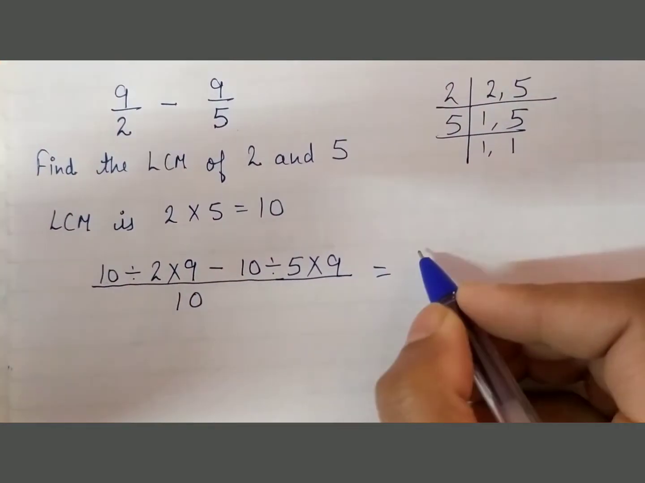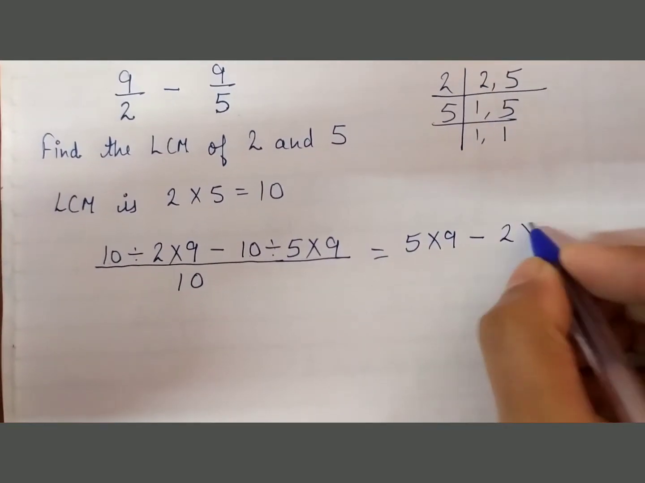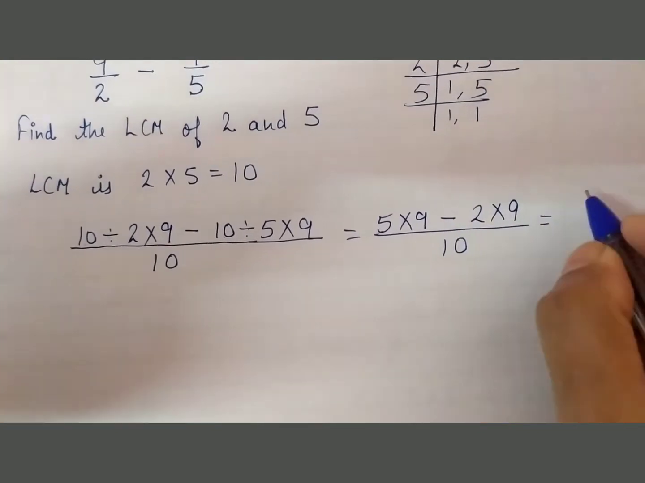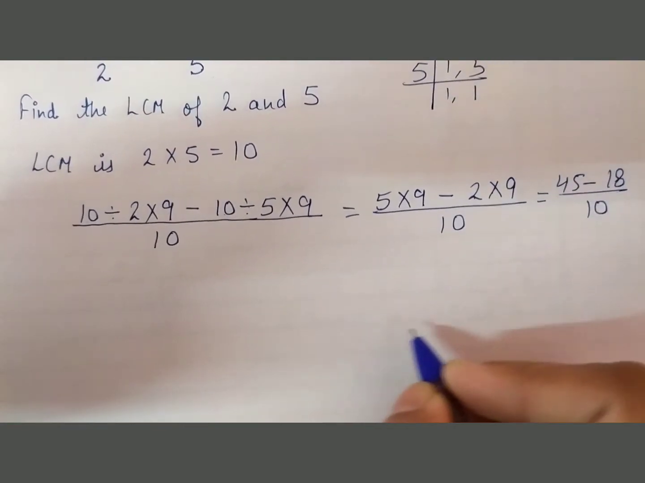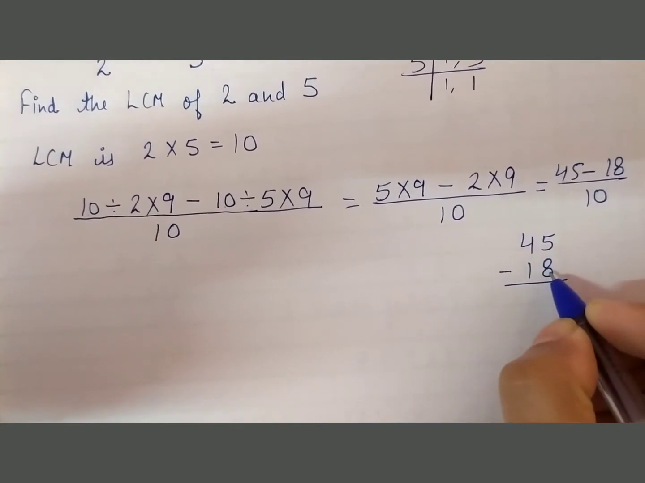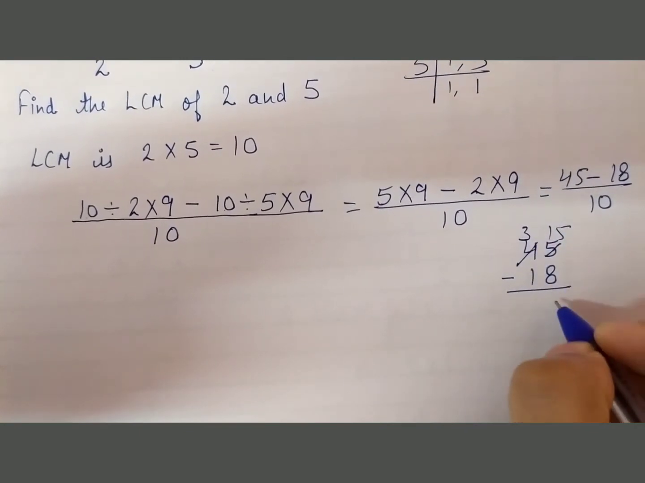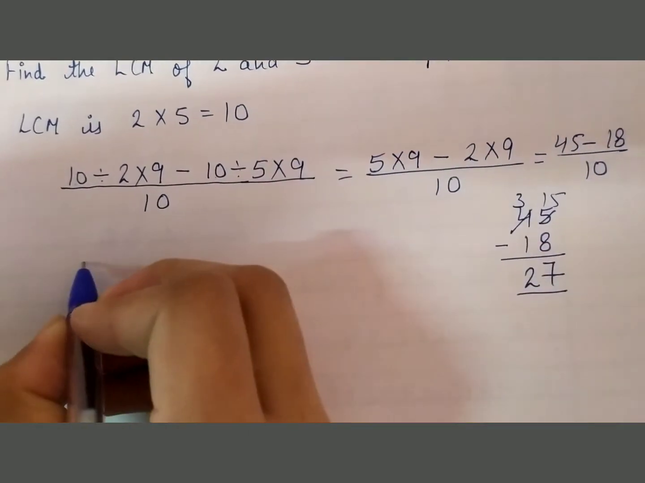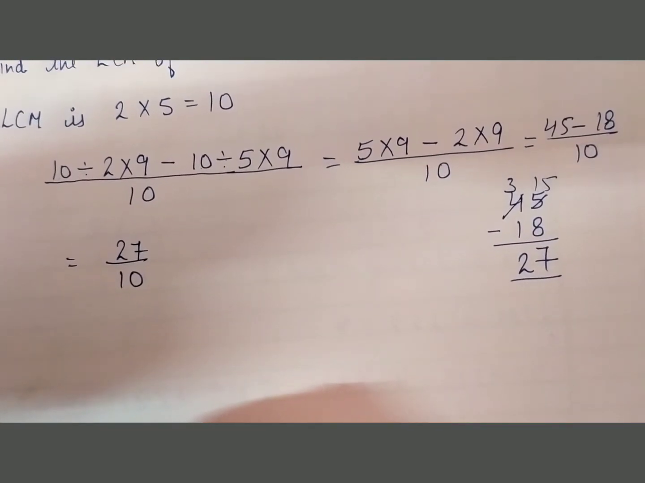10 divided by 2, 5 multiply 9, subtract 10 divided by 5, 2 multiply 9 upon 10. 5 multiply 9, 45 minus 2 multiply 9, 18 upon 10. 45 subtract 18. 5 minus 8. Children, 5 is smaller than 8. Borrow from 4, it becomes 3, and here 15 minus 8 equal to 7. 3 minus 1, 2. 27 upon 10.